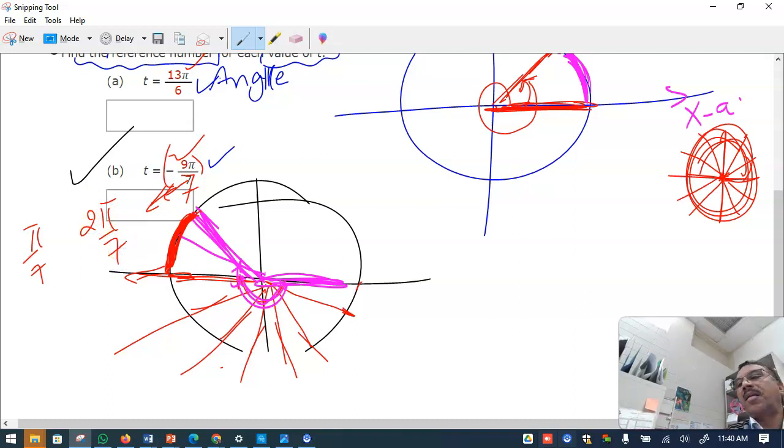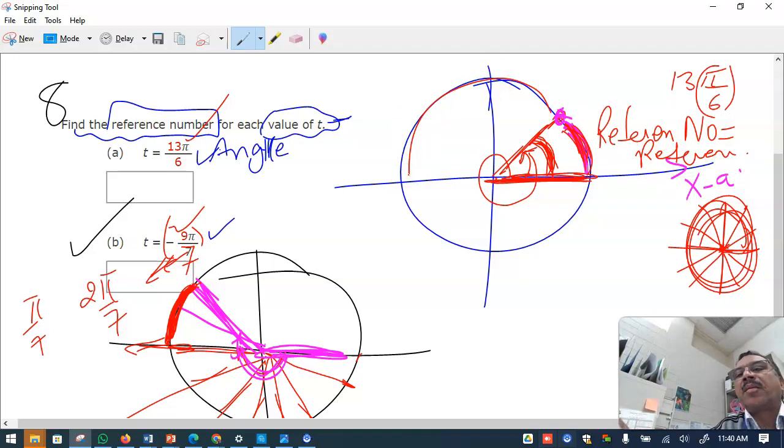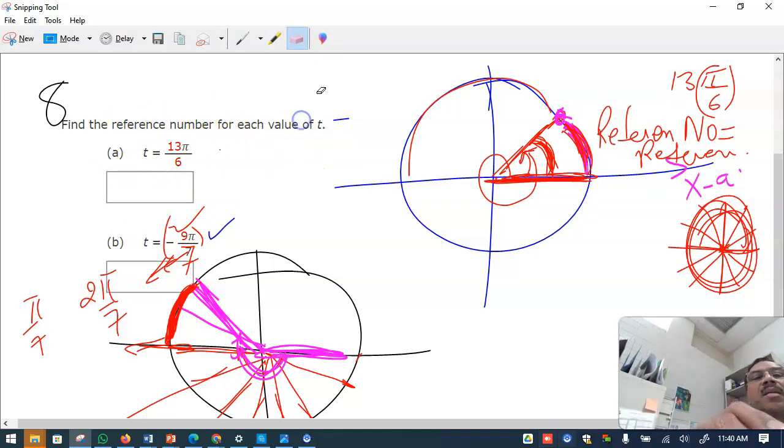That's it. Now in this case, the first one, this is the distance. This distance is the same as the reference angle, which is pi by 6. So the reference number is the same as the reference angle, but only in the unit circle. So the answer for the first one is pi by 6. But not always. So this was an easy one, the first one was easy, this 13 pi by 6.